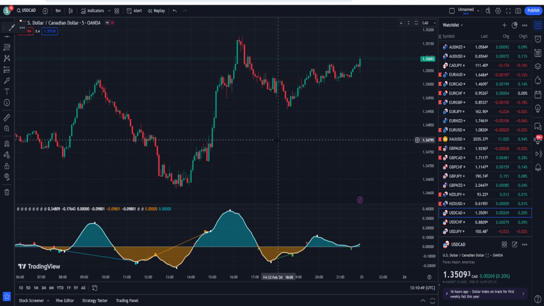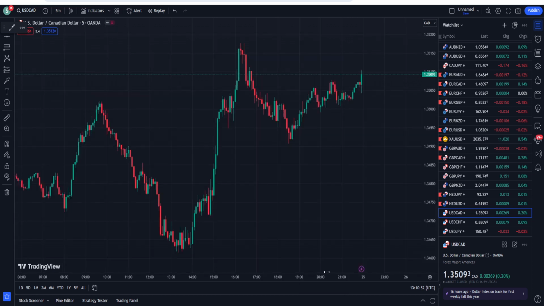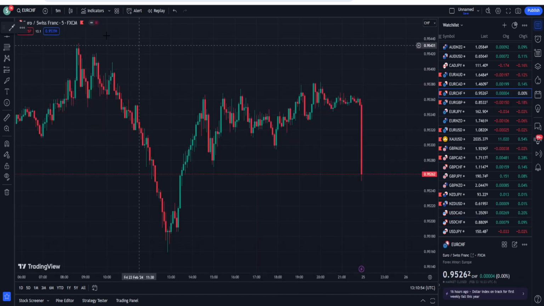Okay guys, so I'm going to remove this indicator from my indicator section, and we are going towards the indicator section.